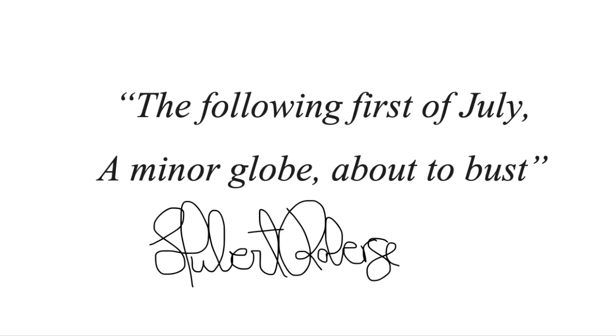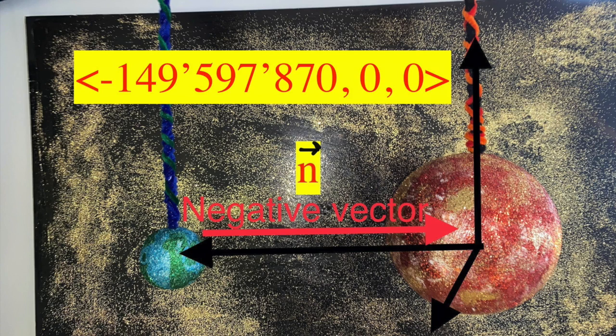The following 1st of July, a minor globe about to bust. July 1st. Earth has since January made a full 180. The gravitational force between both spheres is a vector. In this case, the vector is facing in the opposite direction as the previous one, and has the following components, thus making it a negative vector. Negative. 149,597,870, 0, 0.